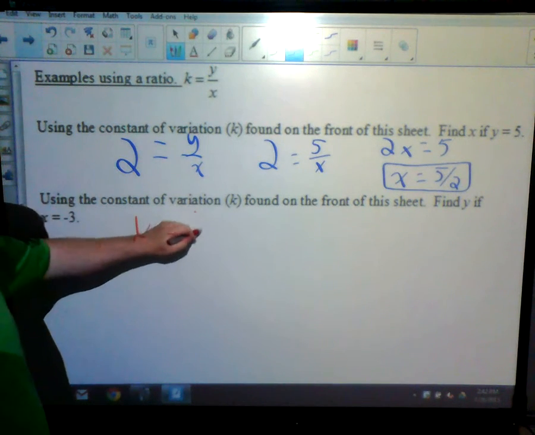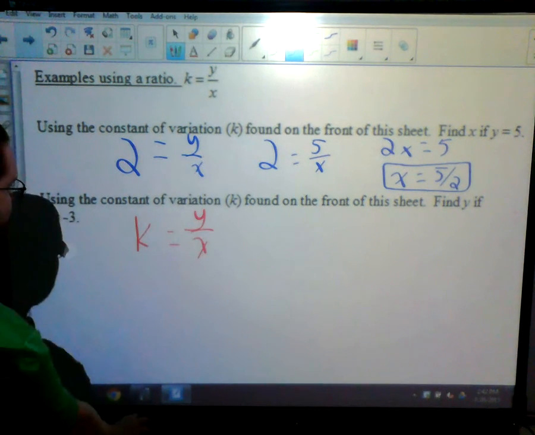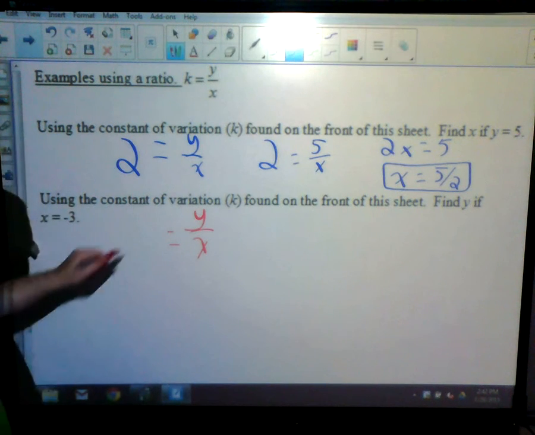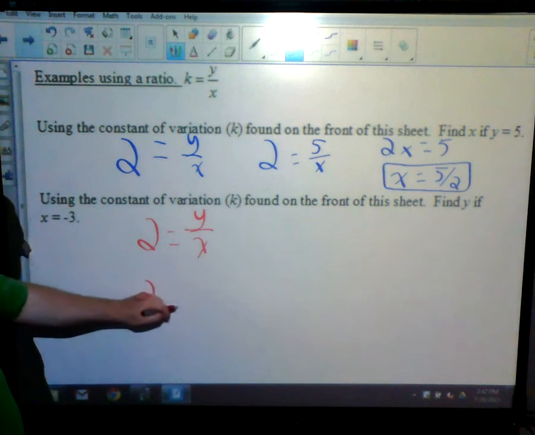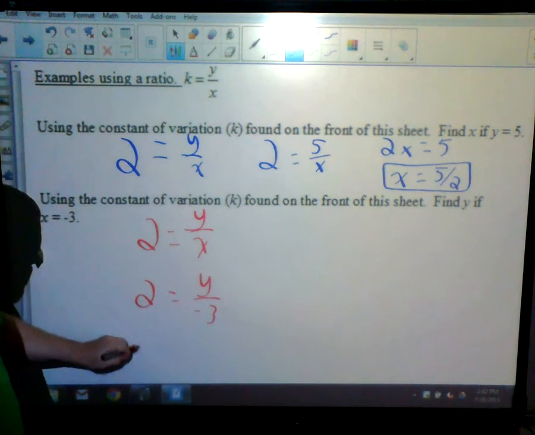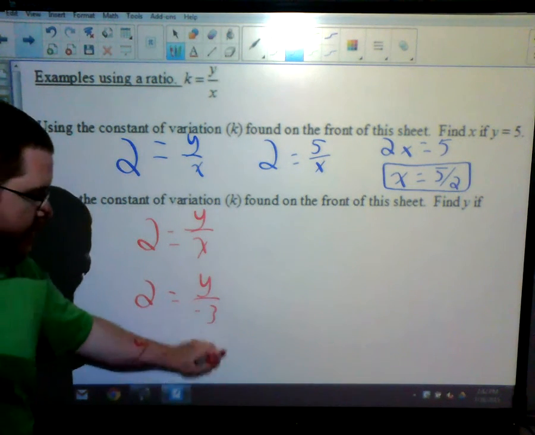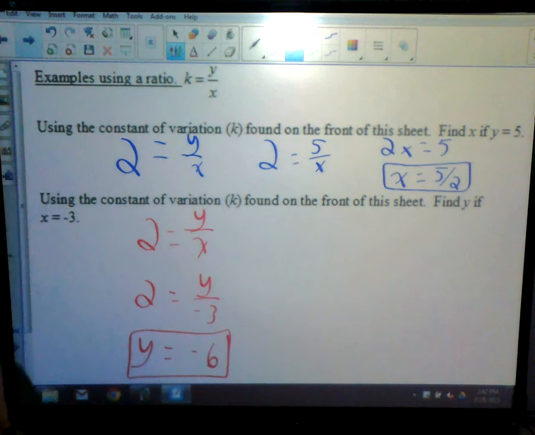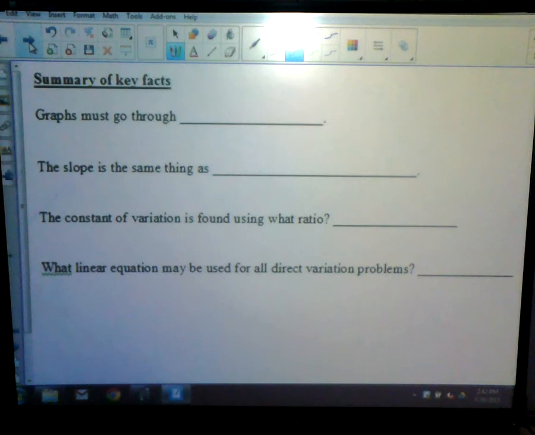K equals y over x, but I guess k is 2. 2 equals y over -3. Multiply the -3 over it, and you get y equals -6. Again, that's another way to do the problem, but we won't do that in class. We'll use the other method. So, let's go through this.